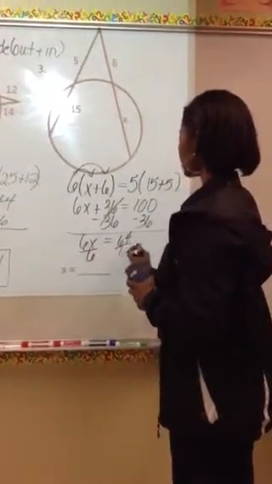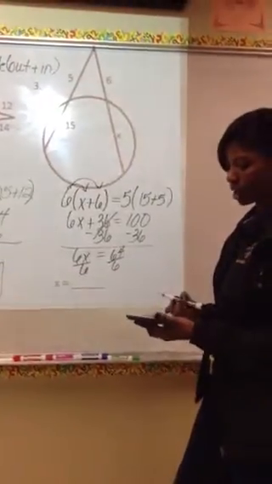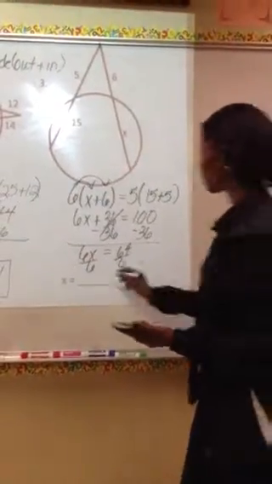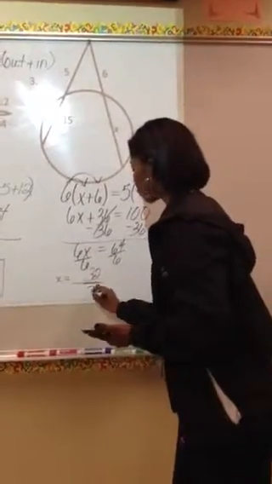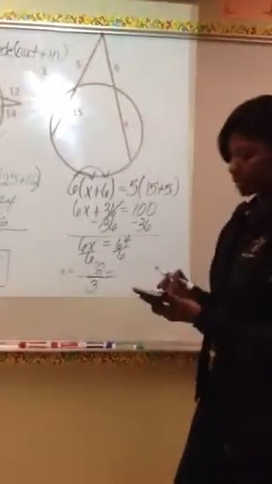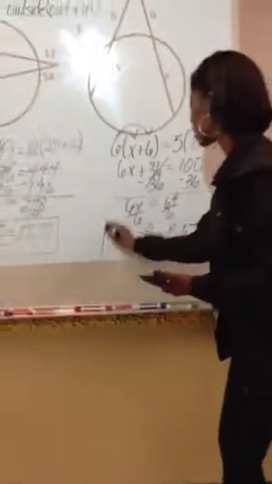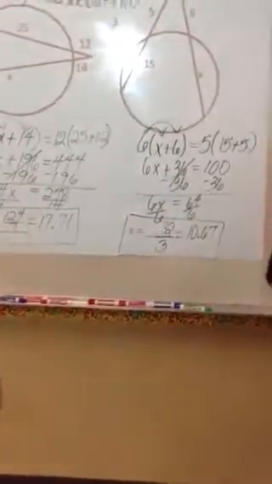Divide each side by 6. So 64 divided by 6, that gives us 32 over 3, which is approximately 10 and 67 hundredths. And there we are. Okay?